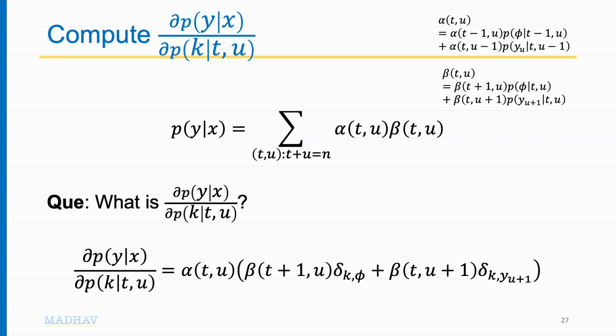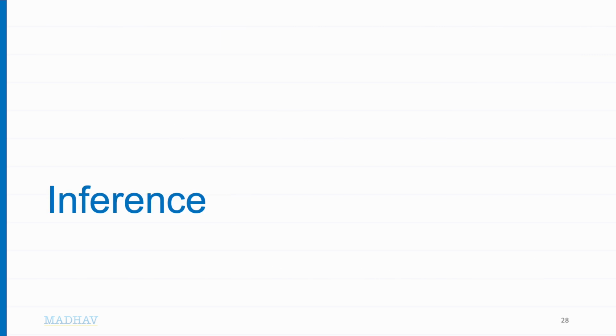Easy, right? So that's it. Training can be done in this way. Now we come to the next part, which is inference. Okay, you trained your model. Now how do you do inference?